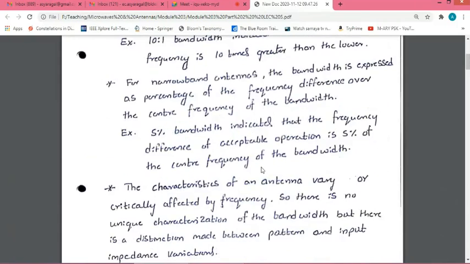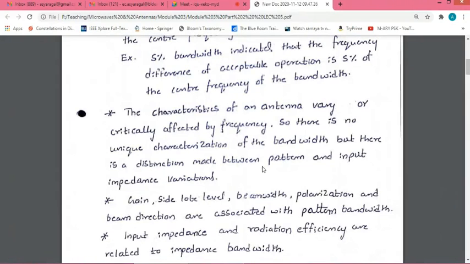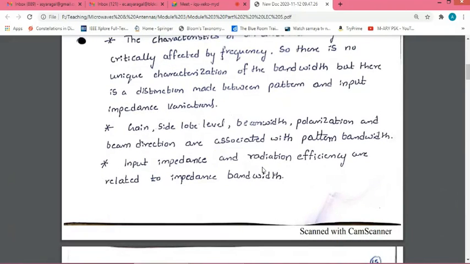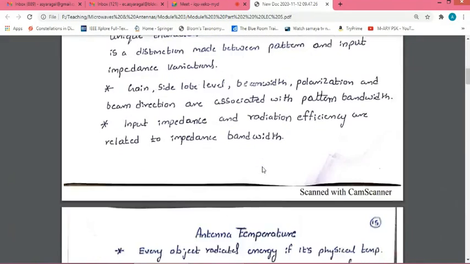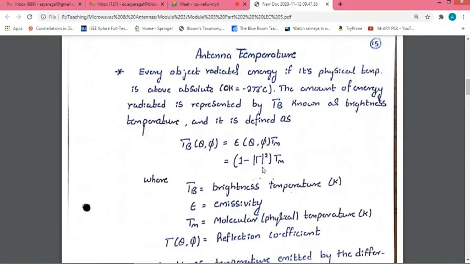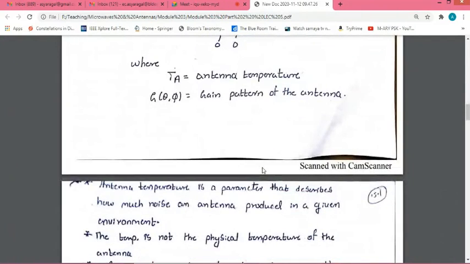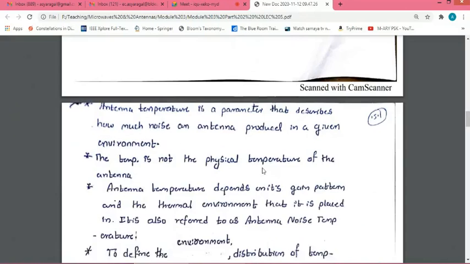Certain characteristics of an antenna vary based on the bandwidth. What are the characteristics? Gain, side lobe level, beam width, polarization, beam direction. These vary based on the pattern bandwidth. Input impedance and radiation efficiency vary based on the input impedance bandwidth. We also learned antenna temperature. It is not a physical temperature; it is how much noise is generated by the antenna. That is antenna temperature.